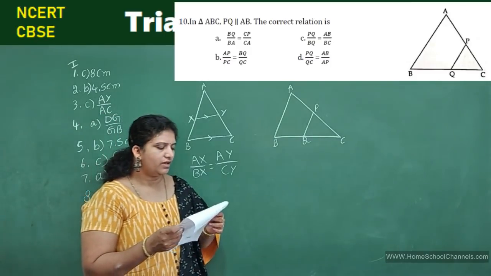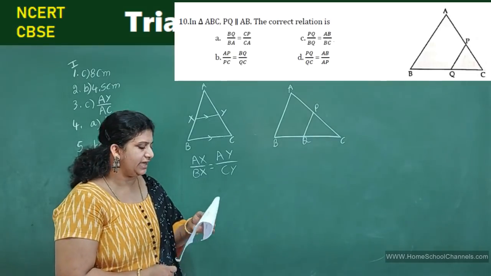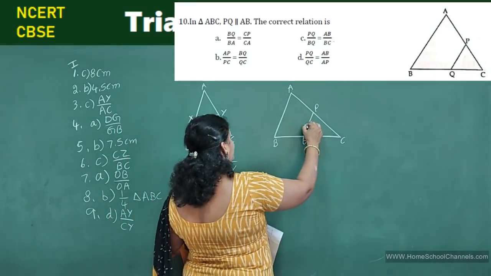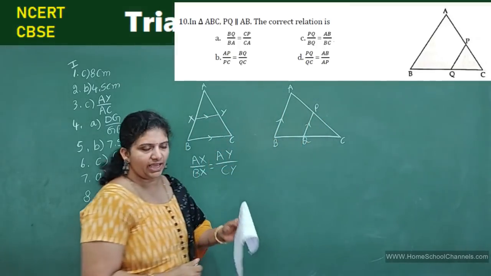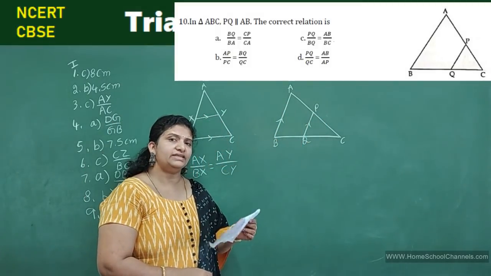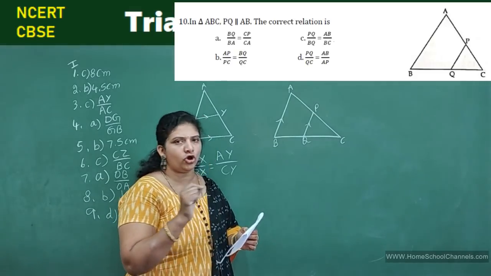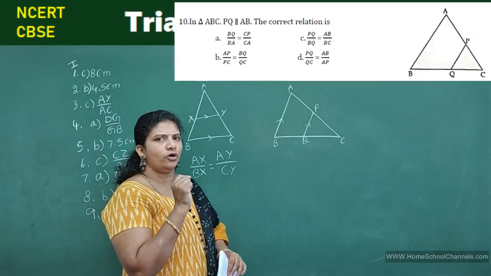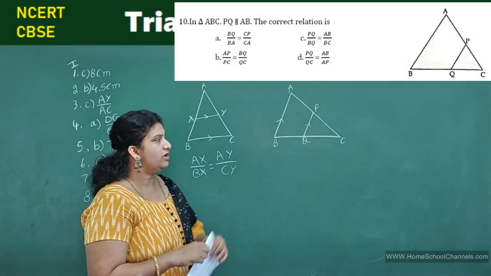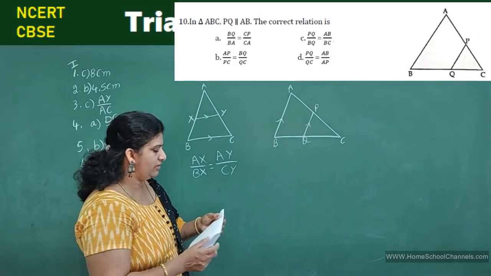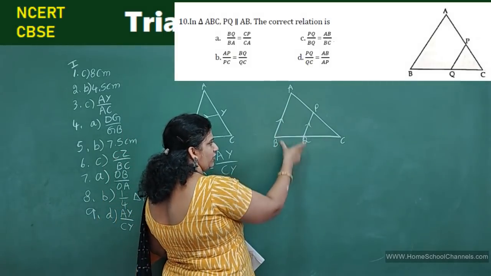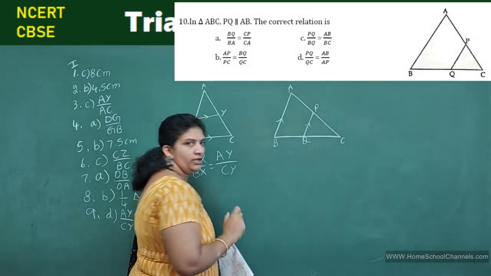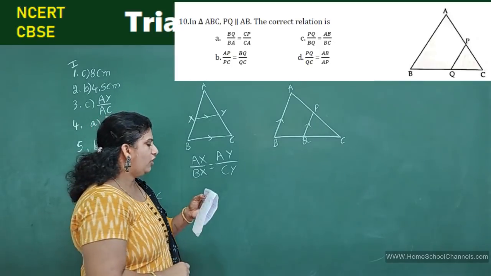10th one. In triangle ABC, PQ is parallel to AB. The correct relation is, you have 4 options. By seeing the options, we need to answer this one. Okay, let us see the first option. BQ by BA. Can you compare like this? No, I cannot compare. Option A is wrong.